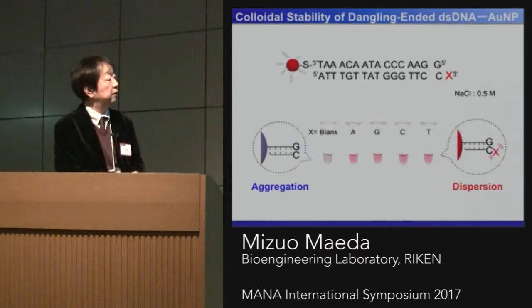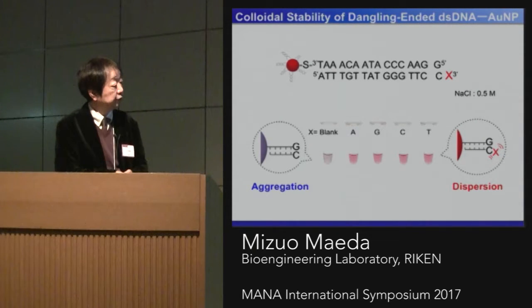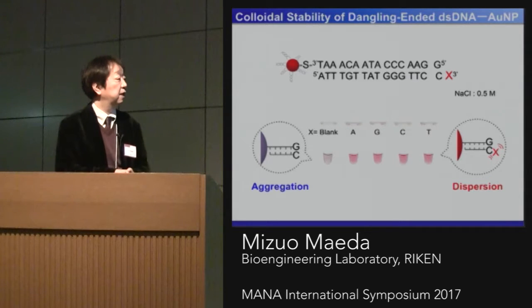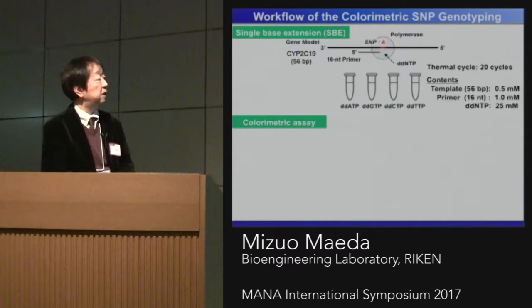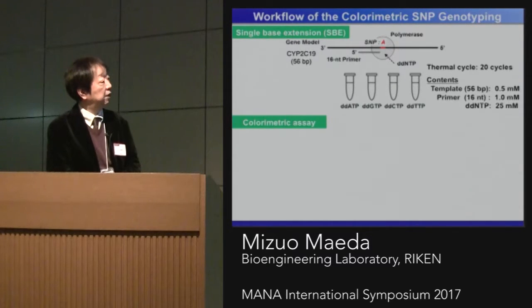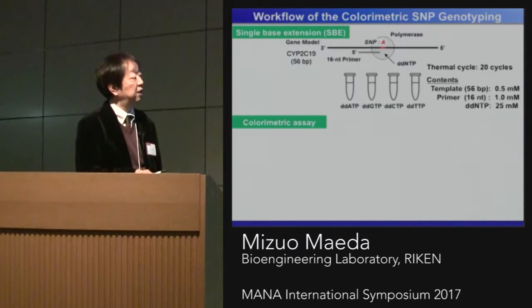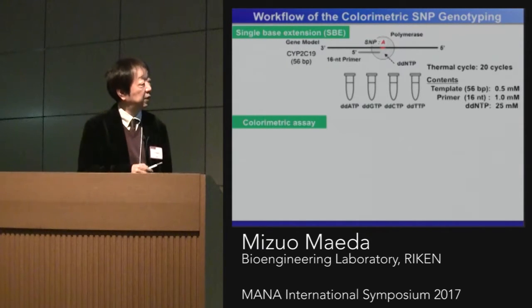So we changed our mind. We used one base protruding to result in color change. One base protruding should result in the stabilization of the nanoparticle system. To utilize this, we used a single base extension reaction. For this purpose, a primer is used just before the SNP position. Now, if the SNP position is A, then only T should react. Dideoxythymine triphosphate should react to give a one base extended one, and the other three did not react.